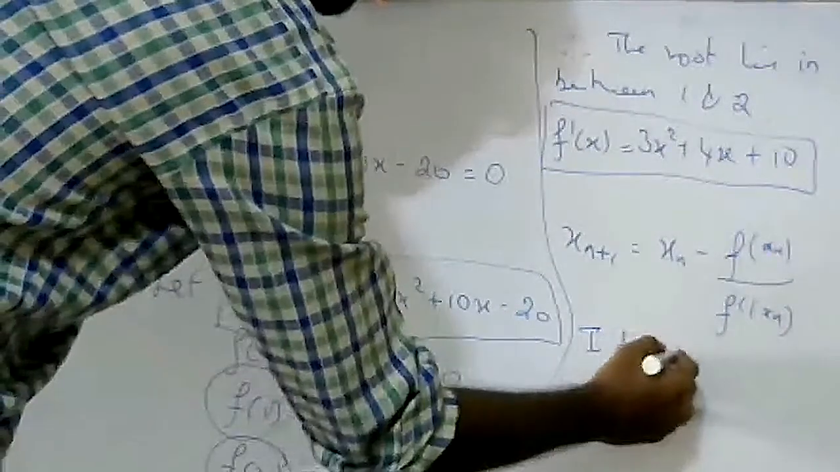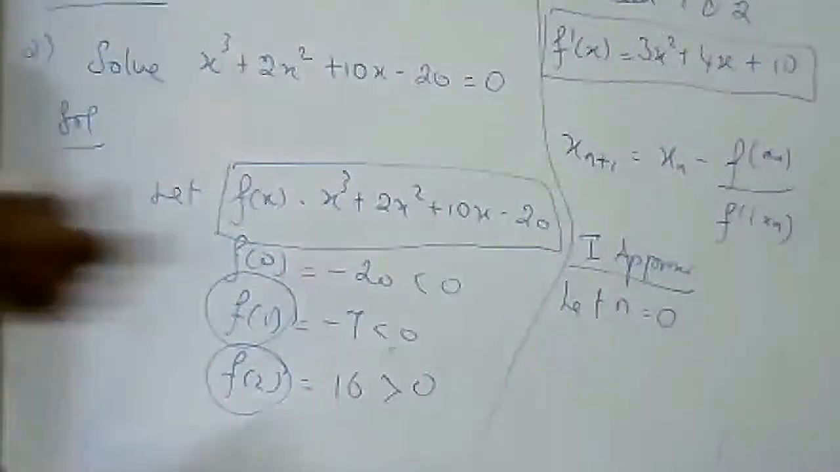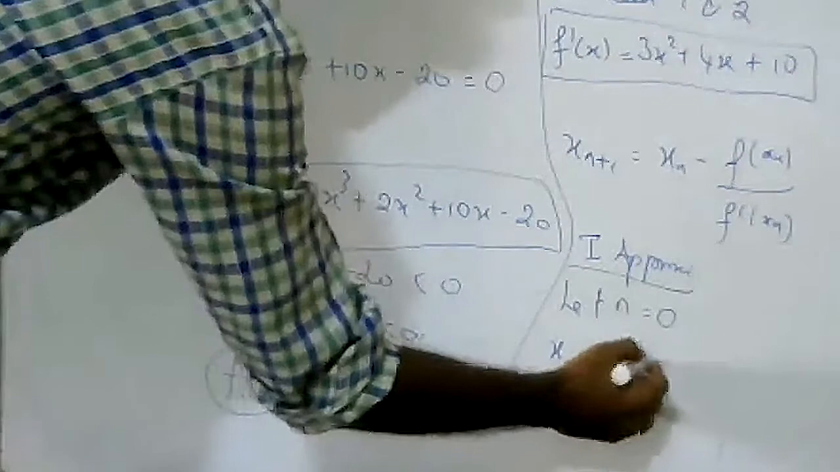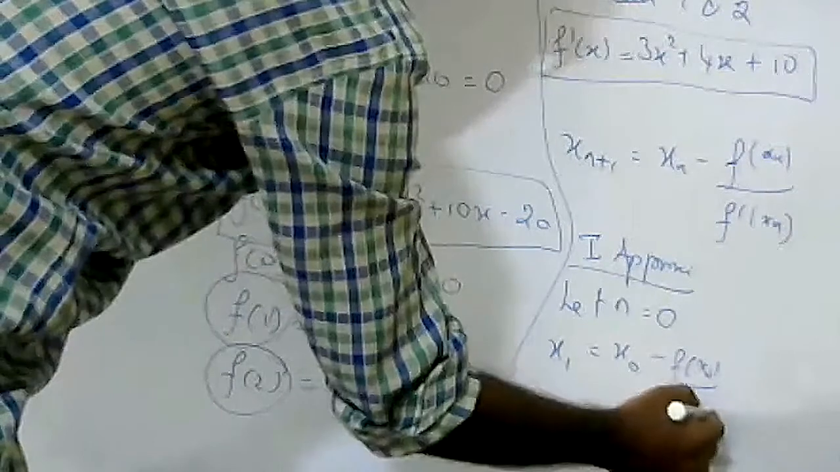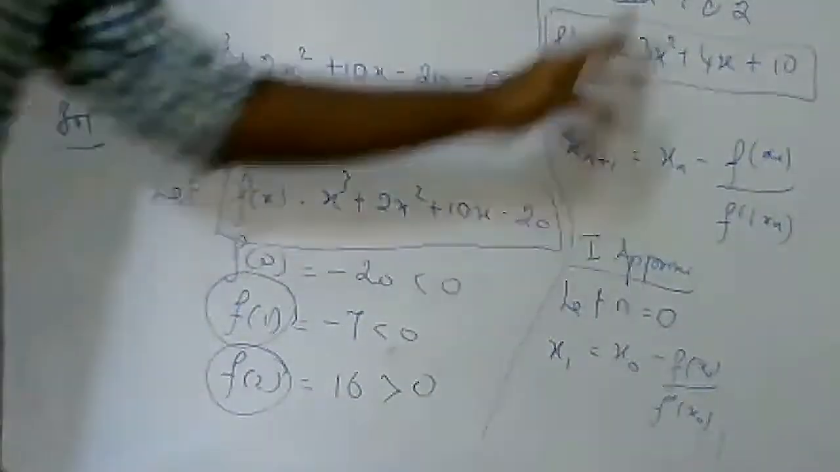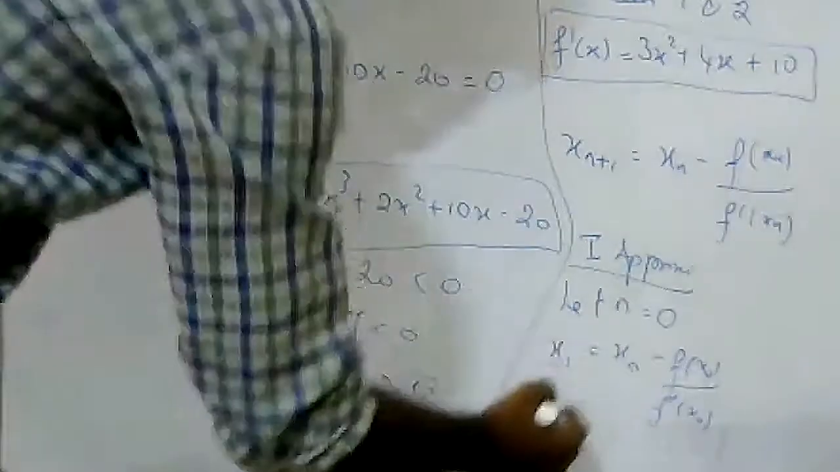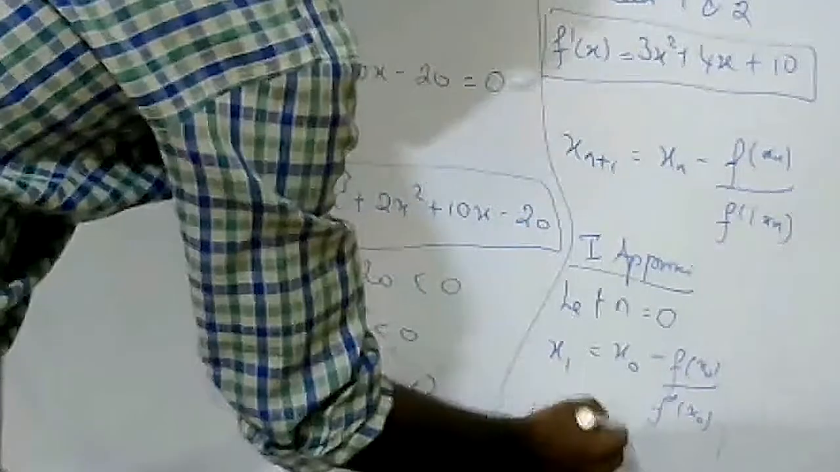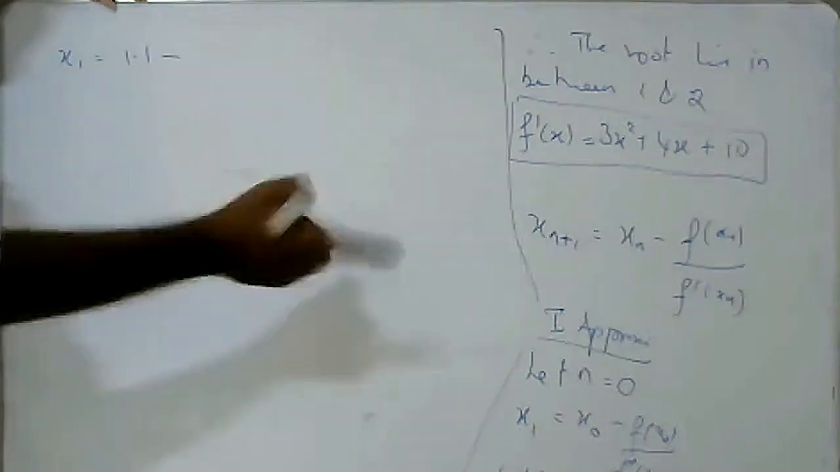Okay. Now the initial values. First initial approximation or first approximation. Let n is equal to 0. Okay. So x1 equal to x naught minus f of x naught divided by f dash of x naught. So what's the value of x naught? So root lies between 1 and 2. So I can take the x naught as 1.1. Okay, let x naught equal to 1.1. So the formula becomes x1 equal to 1.1 minus f of x naught.